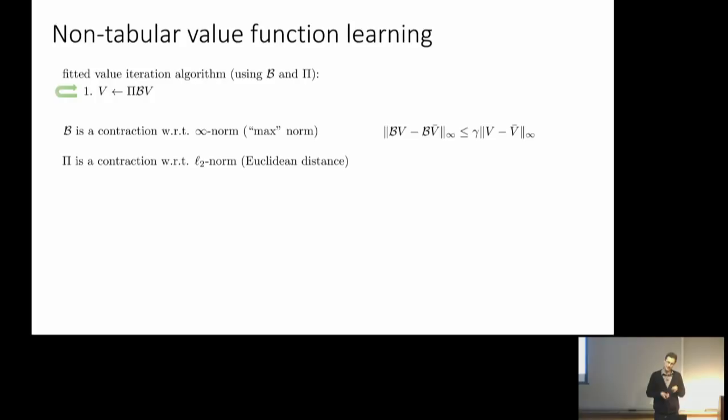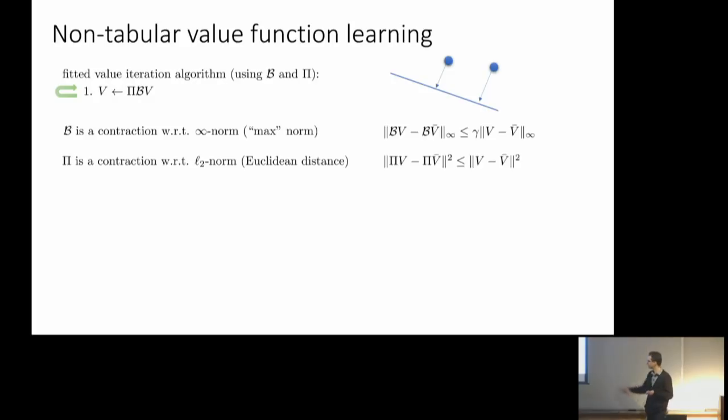Pi is actually also a contraction. It's a contraction with respect to the L2 norm. That seems like it's pretty good news. Why is pi a contraction with respect to the L2 norm? Well, it's actually very simple. If you imagine a line and 2 different points, if you project both points onto the line, they'll never get further apart. They'll only get closer. So L2 projection, always a contraction in the L2 norm.